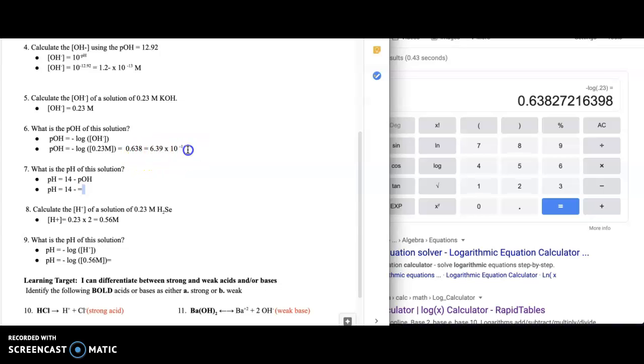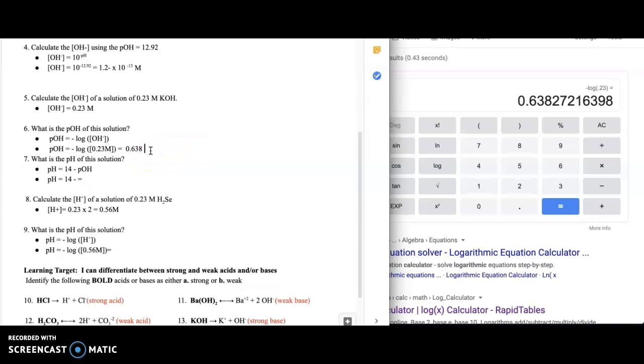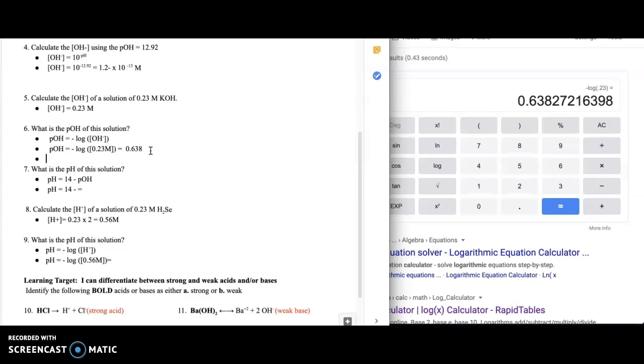Oh, hold on. This one should not be like that. That's my fault. Got pOH there, so 14 minus that number. I'm just going to say 0.64 then, so 14 minus 0.64. It's going to be equal to, sorry, brain. 13.36. Let's big brain it.